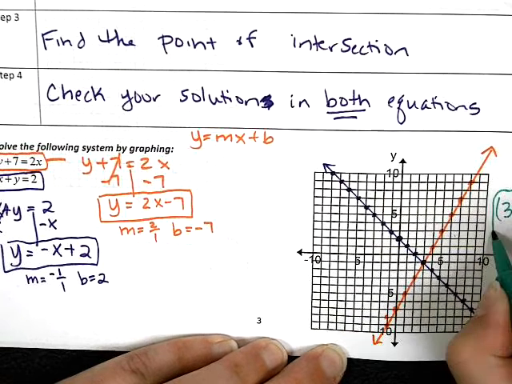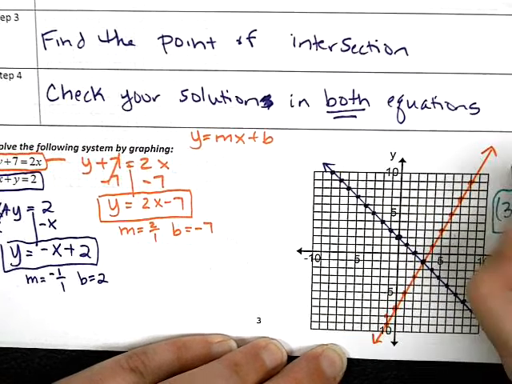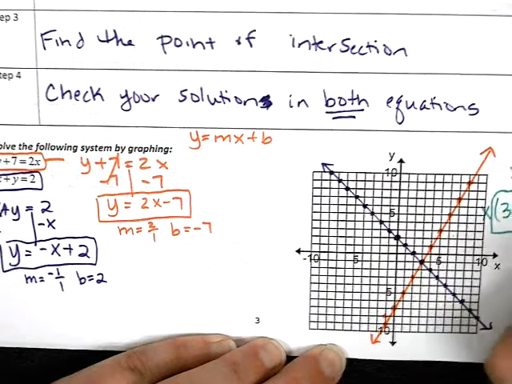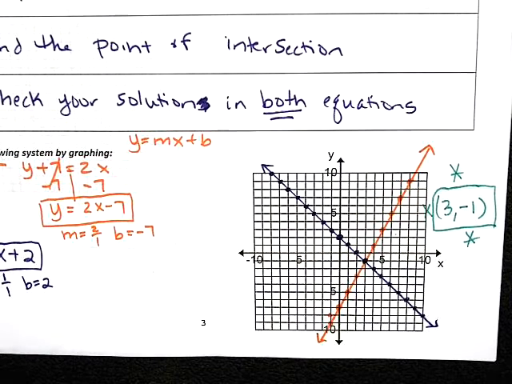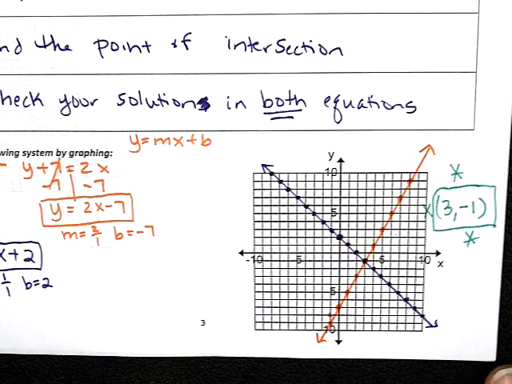So I am pretty sure that that is my solution to my linear system, but I need to follow through with step 4 first. Oh, you guys can't see that. 3, negative 1. There we go. I need to follow through with step 4 and check my solution in both my equations first, okay, before I officially move on. When I check my solutions, I always go back to my original equation.